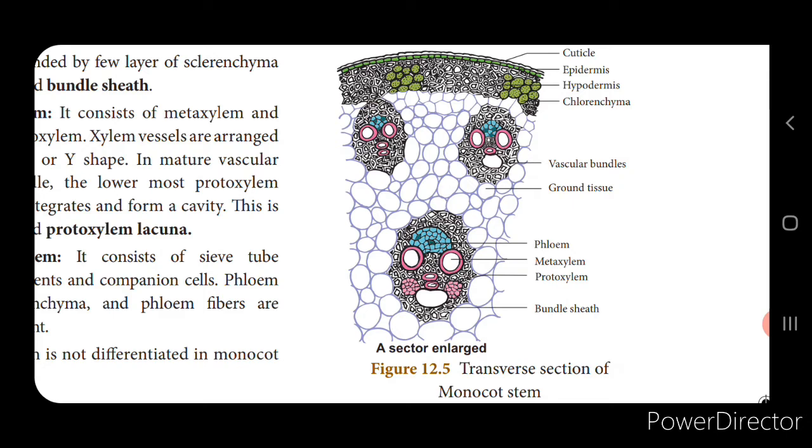And this phloem will be of parenchymatic tissue cells, and the phloem fibers are also absent in the monocot stem. And you see the pith is not at all differentiated in the monocot stem, but it is well differentiated in the dicot stem.